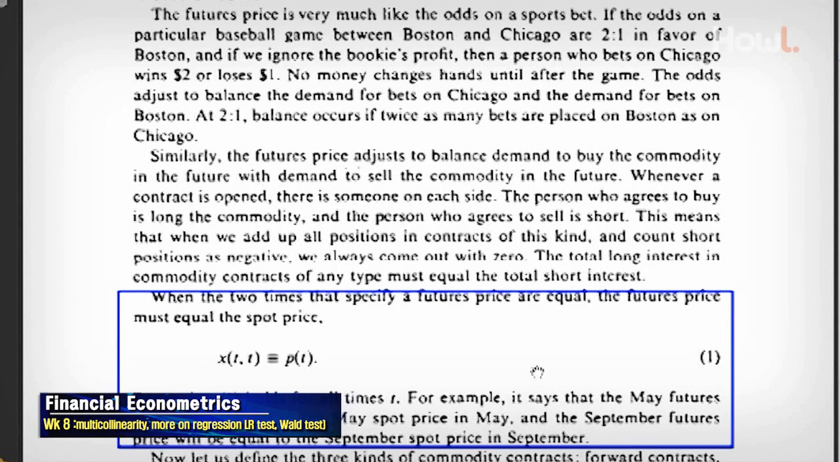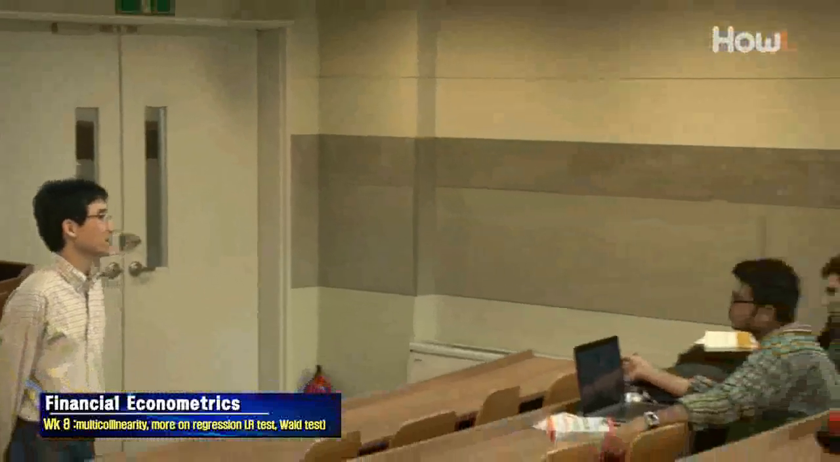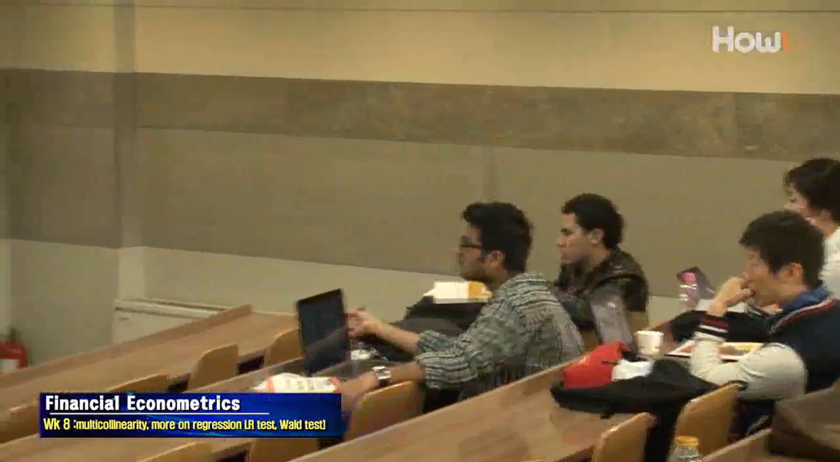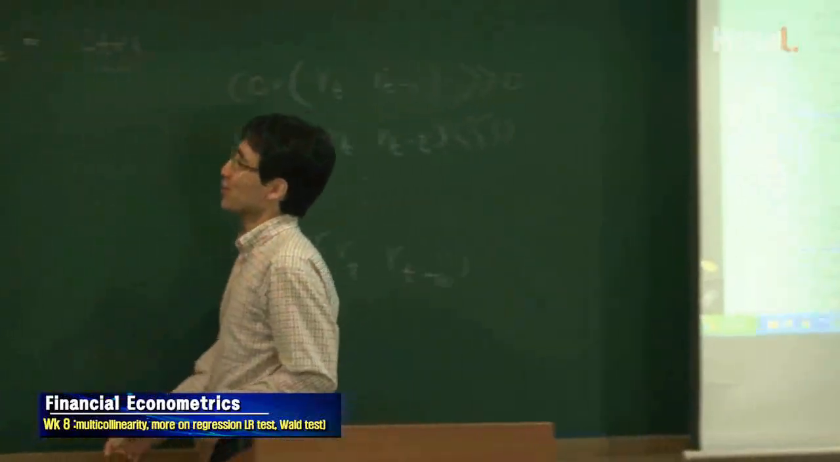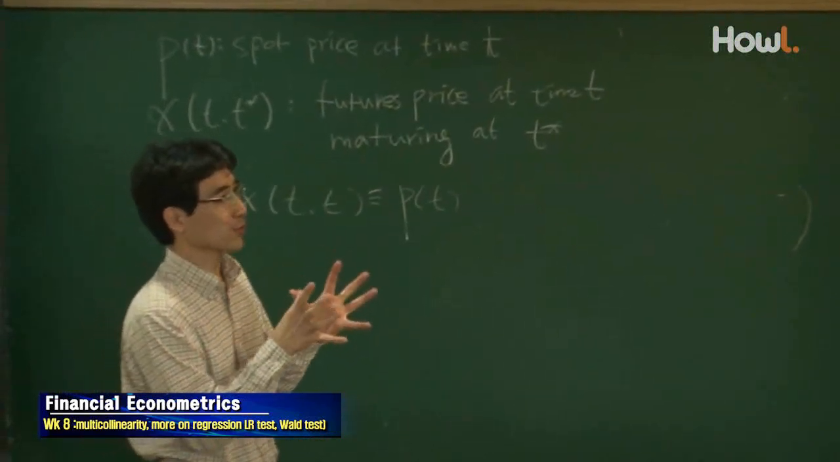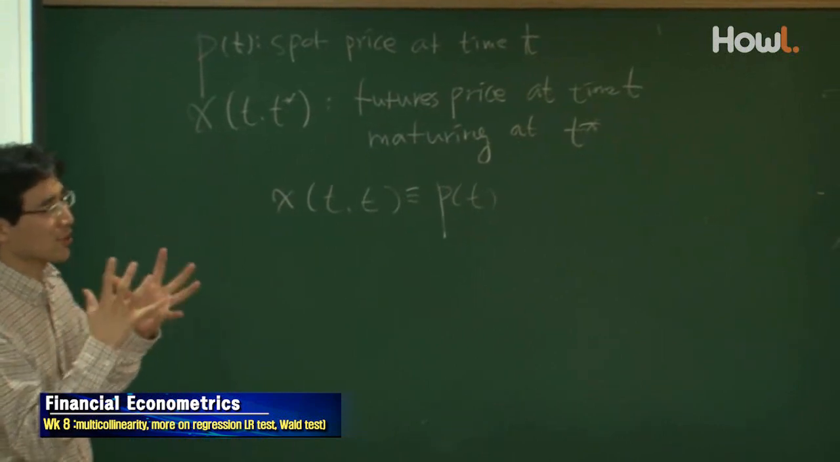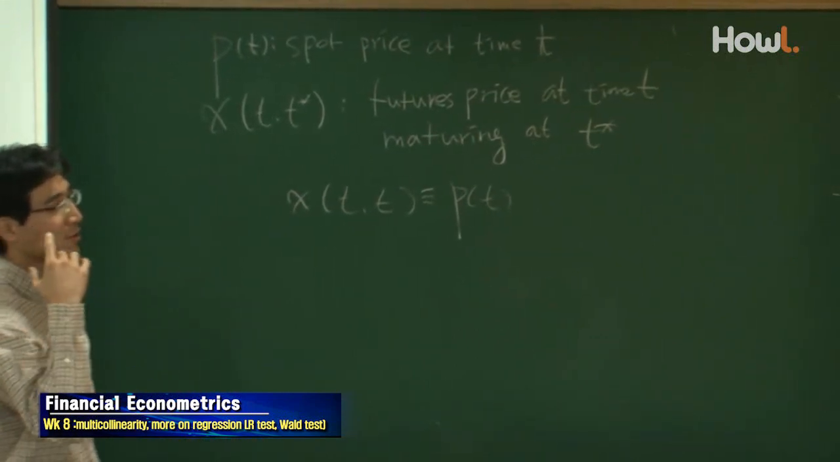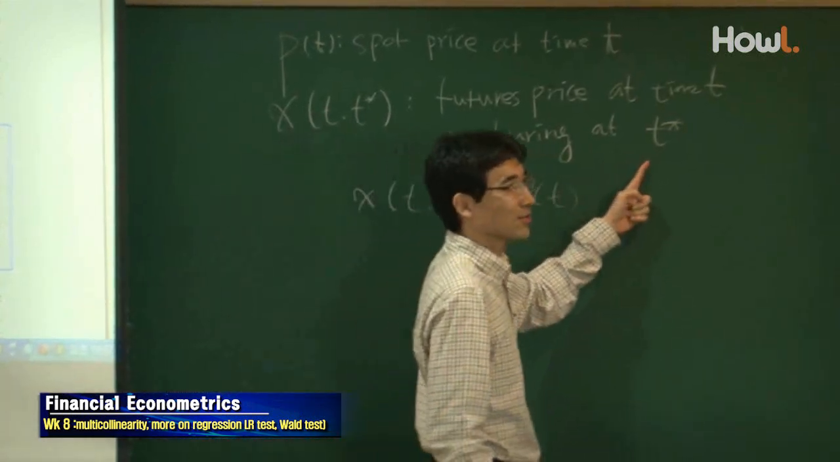Can you explain why this should work? Why they should be equal? So again we go to this notation, X_{t,t*}. It is the futures price. It is an agreement of the two parties to purchase. If you take a long position on a future, it's like a promise, an agreement of two parties to acquire an underlying asset at this price at time t*.